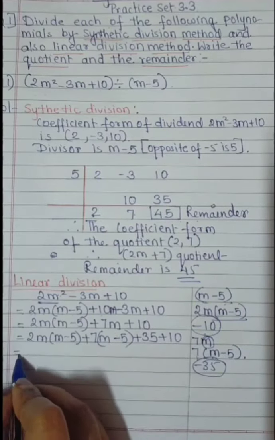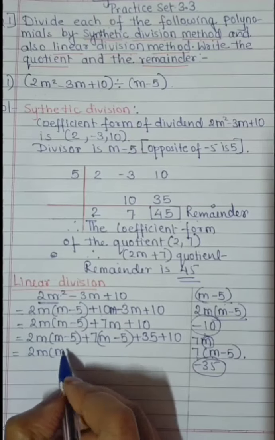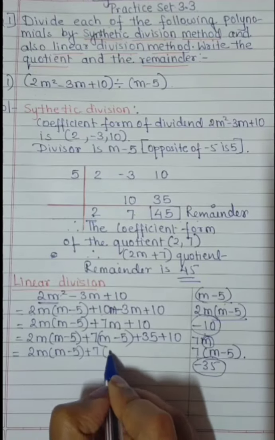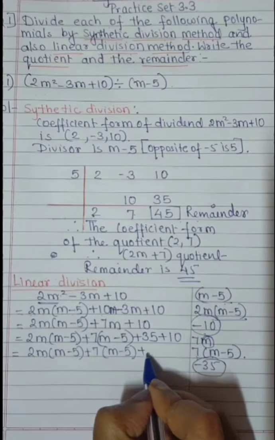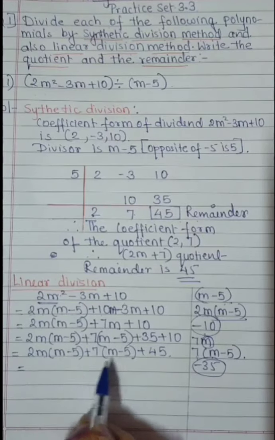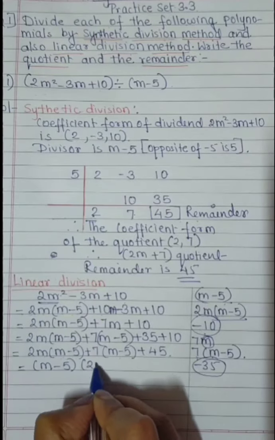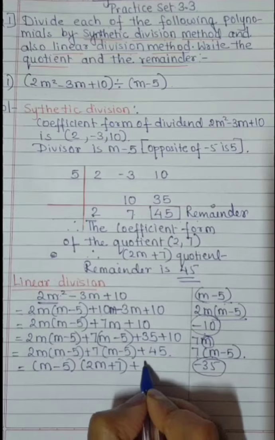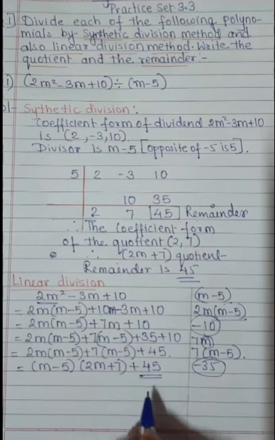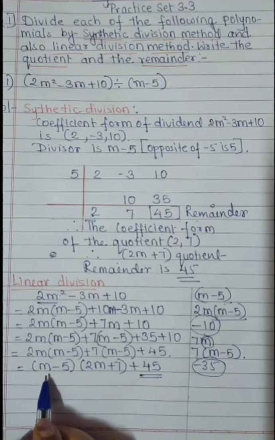Now I am writing 2m in bracket m minus 5 plus 7, again m minus 5 plus 45. Now these two brackets are common, so I am writing here m minus 5 and 2m plus 7 plus 45. So here 45 with no variable is the remainder. And the quotient is what?